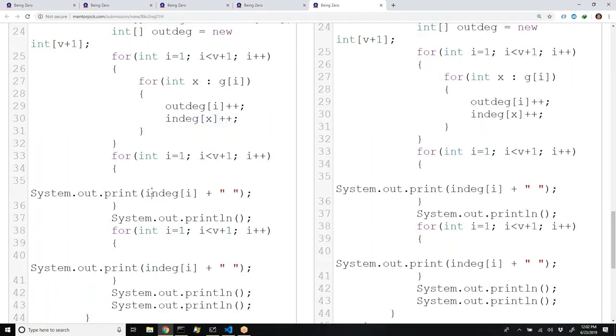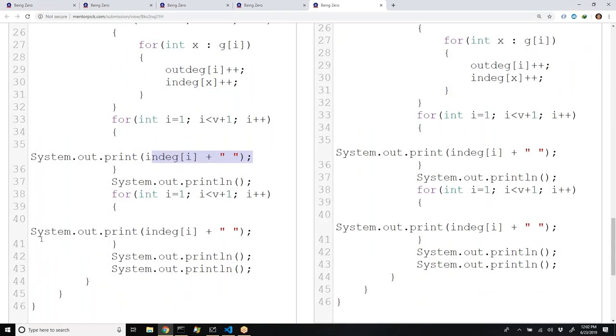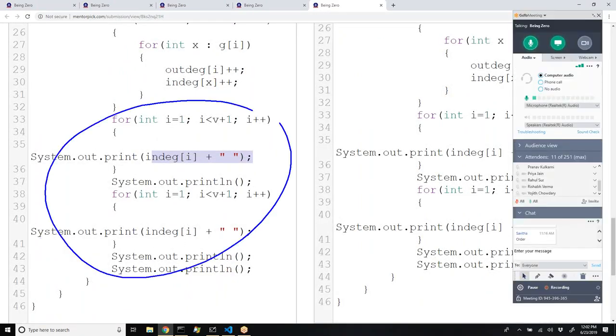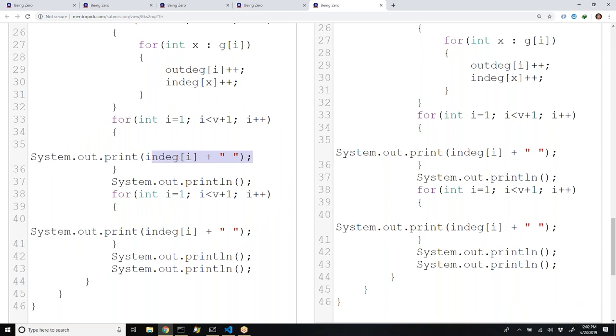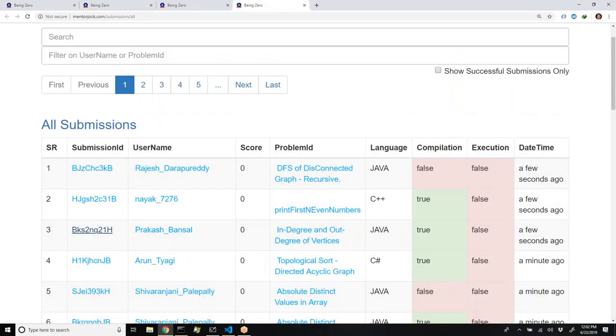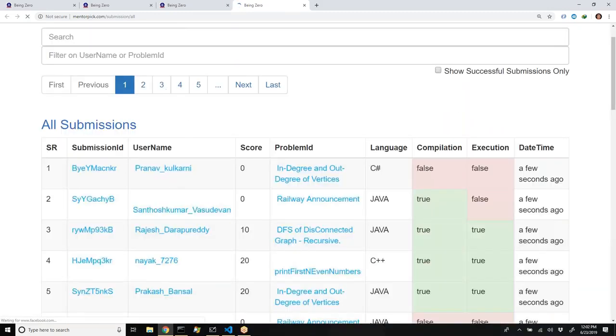When you are printing in degree, Prakash. Sorry. Yeah. So this is something we should start seeing now ourselves. Copy paste. Yes. So be aware when we are doing copy paste, we copy paste the same code. Okay. Yeah, now it's fine. Thanks. Yeah. Sure.